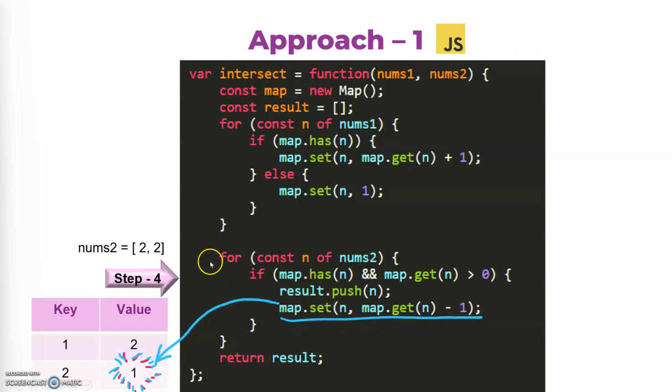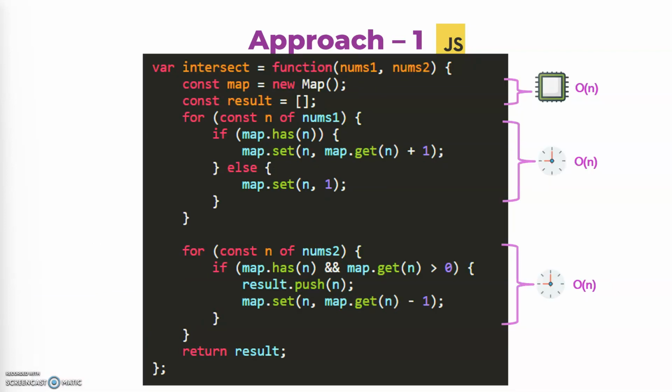And then by the end of this loop, we will get the result that has all the corresponding elements that are all the intersecting elements in both nums1 and nums2 arrays.